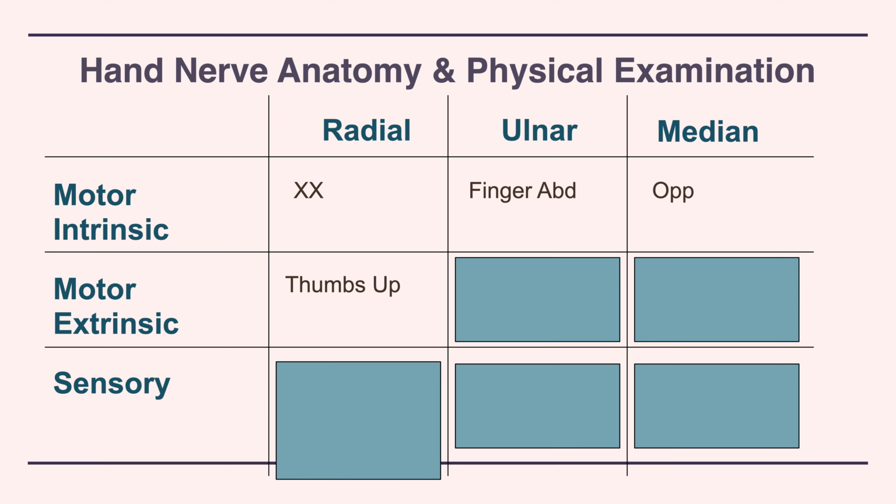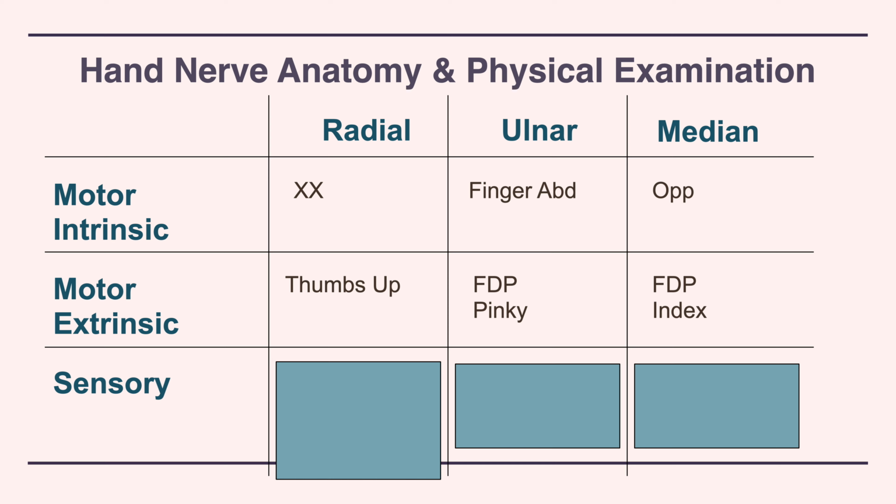Ulnar nerve also has extrinsic muscles that act on the hand, and that's usually represented by the flexor digitorum profundus to the small finger. And that's represented here by the FDP to the pinky. The median nerve similarly also has muscles outside the hand that are innervated by it, that act on the hand. And I usually test that by testing the flexor digitorum profundus to the index finger. And that's represented by this FDP to the index box.